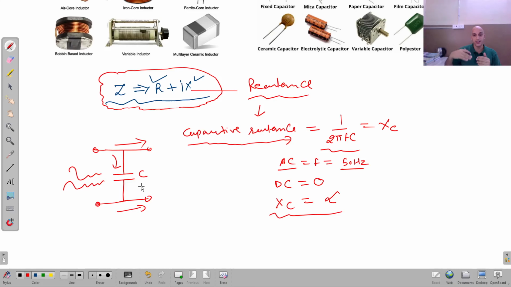So this is the working principle of this capacitor, right? If I connect a capacitor in parallel, it is going to block the flow of AC or a desired frequency, but it allows the passage of DC, right?